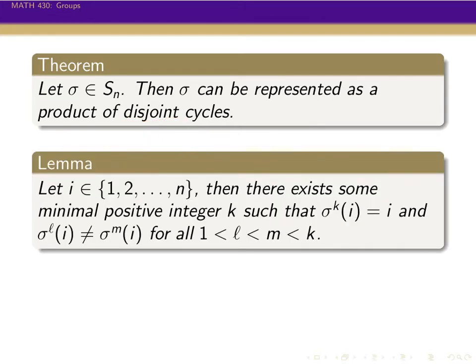Okay, and so we're not just going to jump right into proving this. Let's start off with a couple of lemmas. So the first lemma is we're going to let I be one of the numbers from 1 up to n.